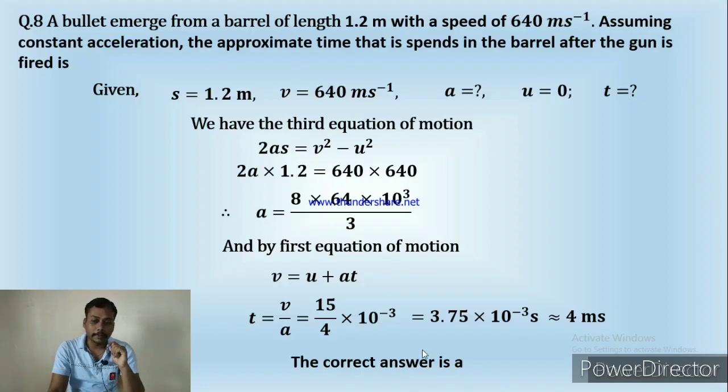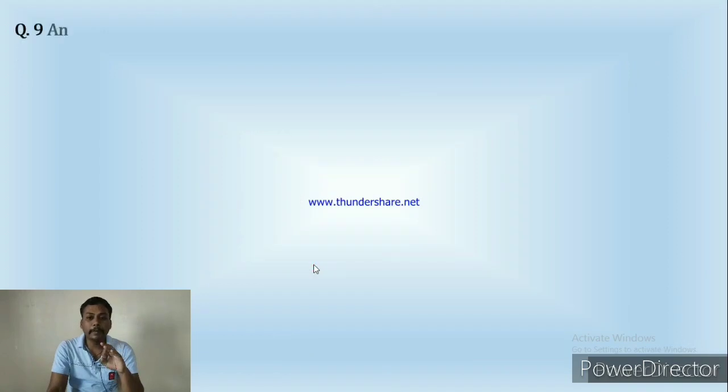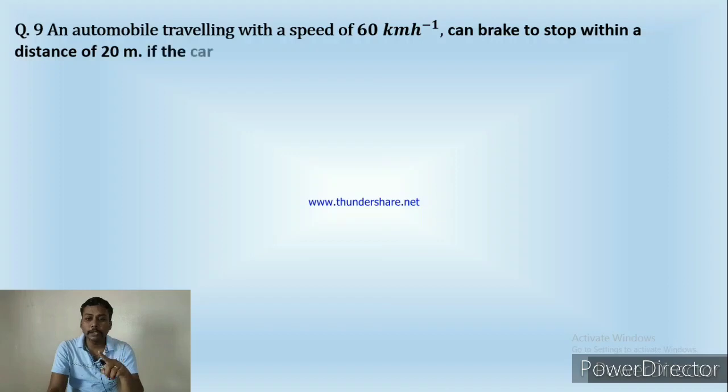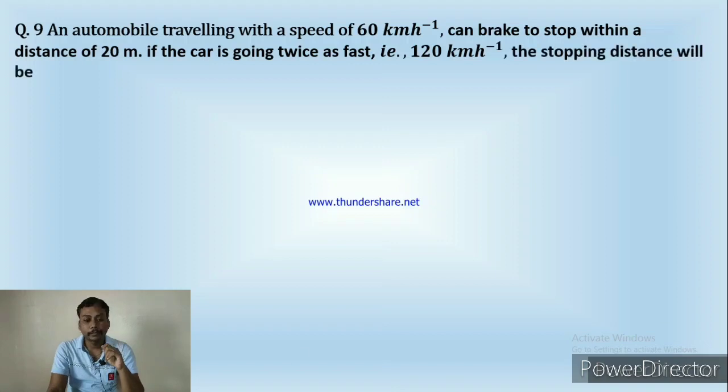Now question number 9. An automobile traveling with a speed of 60 km per hour can brake to stop within a distance of 20 meter. If the car is going twice as fast, that is 120 km per hour, the stopping distance will be: options are A 20 meter, B 40 meter, C 60 meter, D 80 meter.